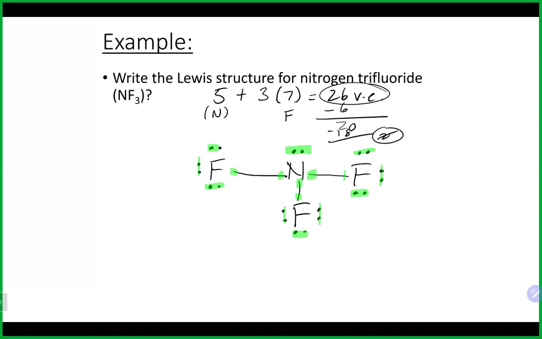Okay. So again, you want to follow these steps. You really want to think of the electrons as not necessarily belonging to anybody, but we want to distribute them as equally as possible. And that usually will get you to a pretty good structure when it's all said and done. Any questions?